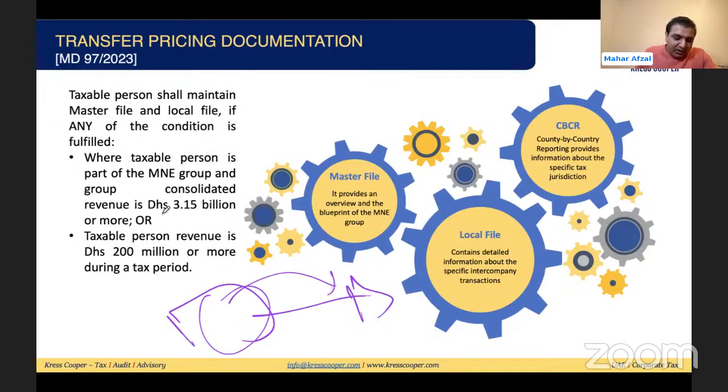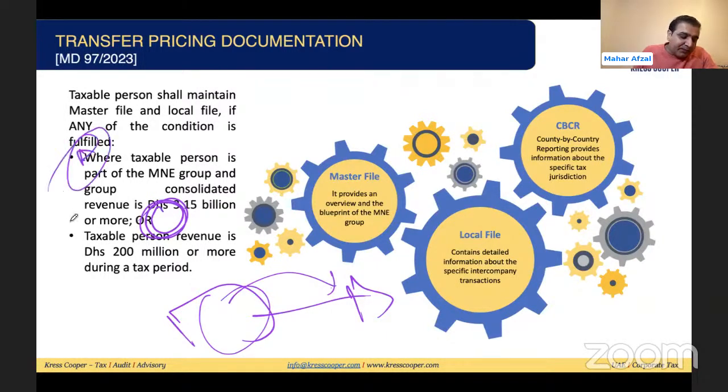The law further says "or". This is important. This is not "and", this is "or". Condition A or B, any of these two conditions being fulfilled. The second condition is that the taxable person's revenue is AED 200 million or more during a tax period.